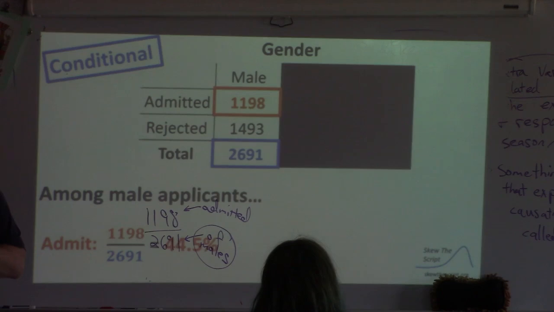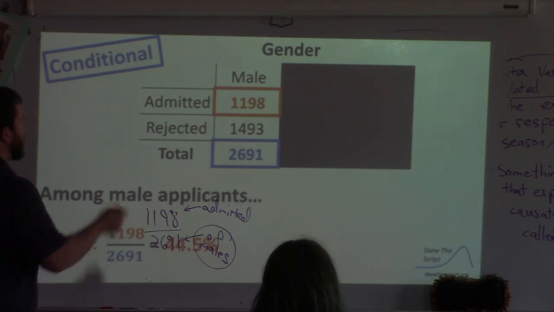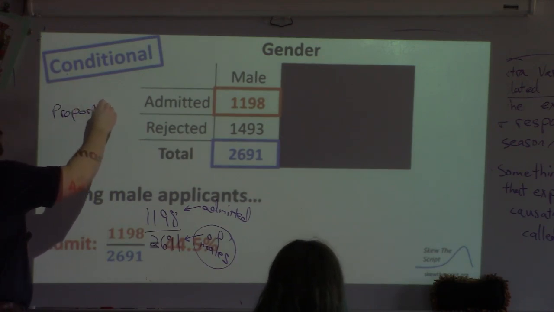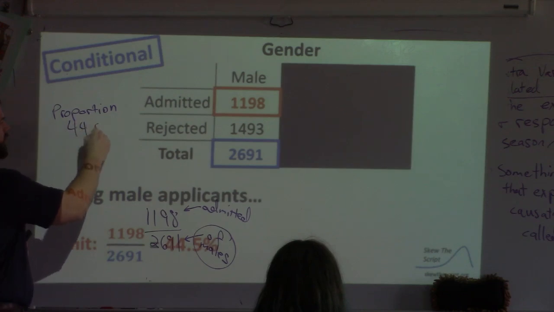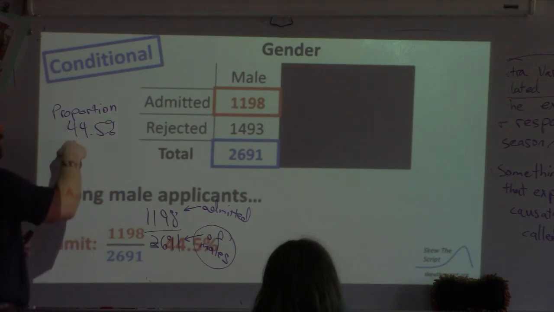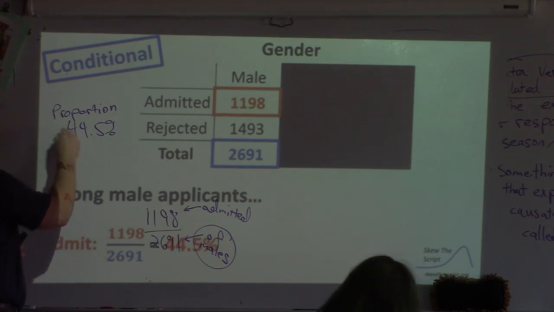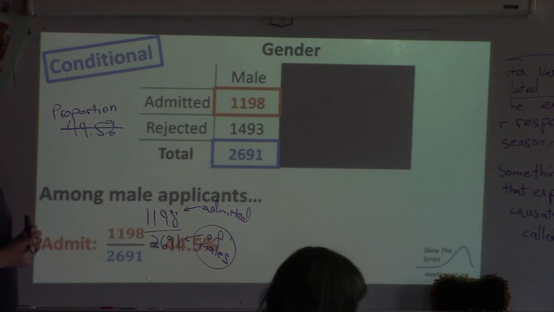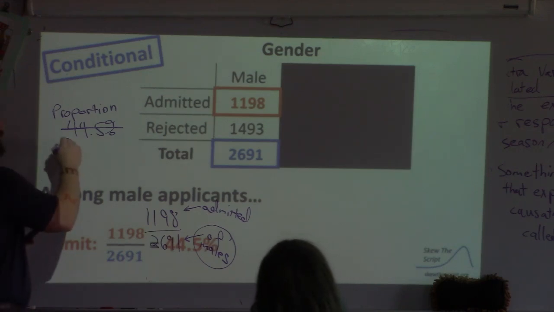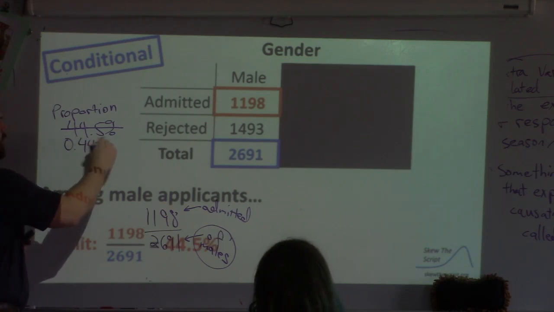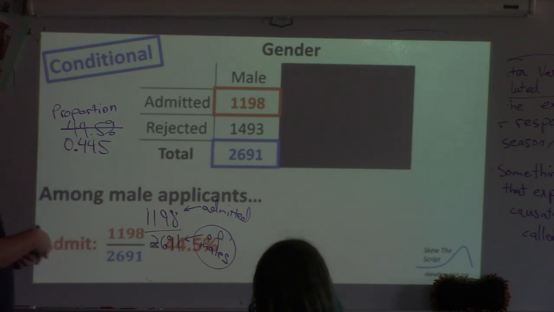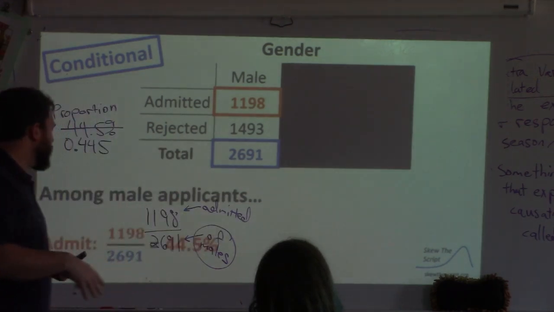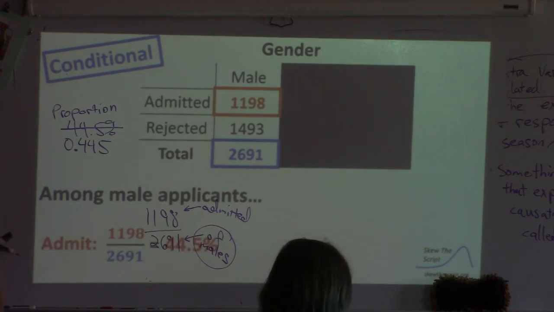I do want to make a quick note to all of you. If I ask for a proportion, do not put 44.5%. That's not a proportion, what is that? That's a percent, okay? What would the proportion be? Anybody know how we would report that? 0.445. So there's two options. You can do 0.445, the decimal version, or the fraction version. One thing I love about the Inspires, pick it up for me. Type in 1198 divided by 2691.